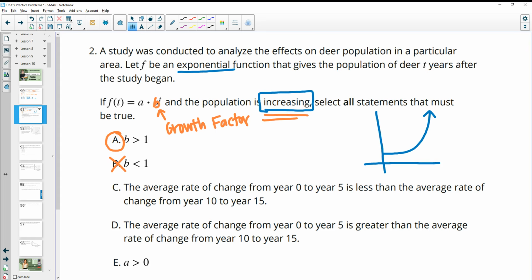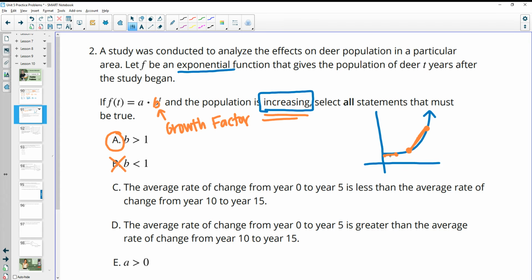For C, it says the average rate of change from 0 to 5, so let's just pretend that that's here, is less than the average rate of change from year 5 to year 15. So let's say that's this. So I'm just drawing in kind of the slope because average rate of change is the slope. So the line connecting those 2 points at 0 years and 5 years versus 10 years and 15.